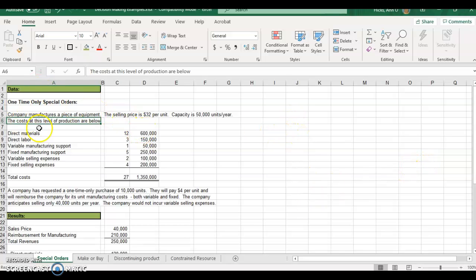And at that level of production, I've listed out costs: direct materials on a per unit basis and in total, direct labor, variable manufacturing support or overhead, fixed manufacturing, variable selling expenses, fixed selling expenses. And so what we're basically looking at is a total per unit cost of $27, a total cost at the capacity of 50,000 units of $1,350,000.